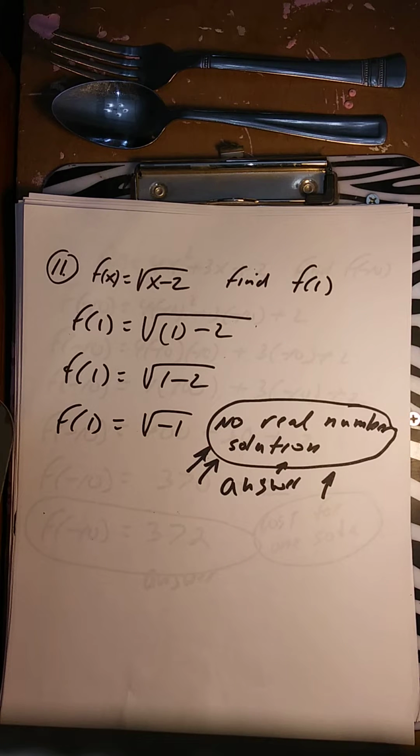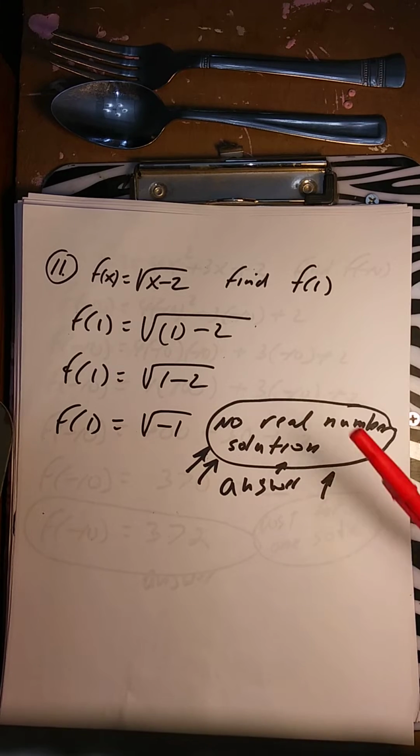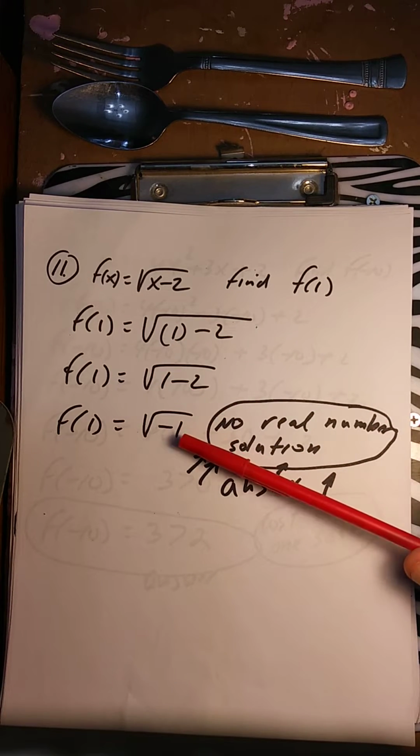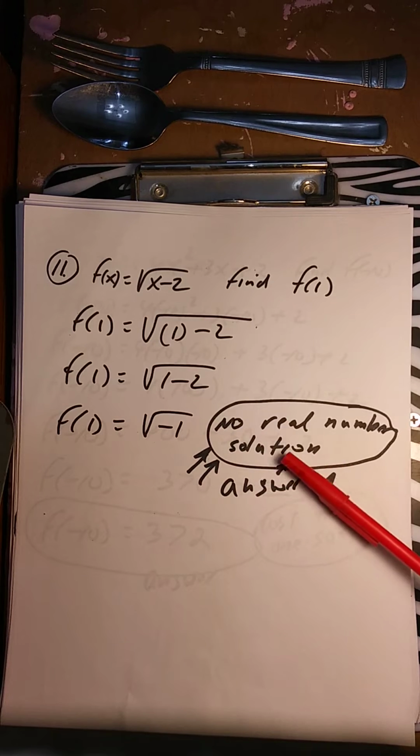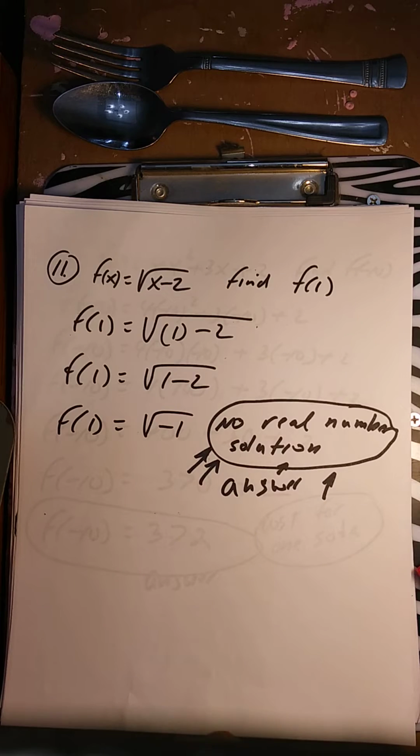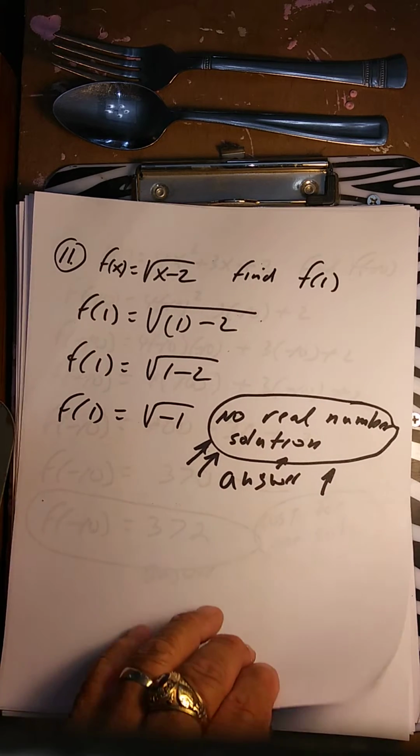This one. Put a 1 in there. So you have 1 minus 2. 1 minus 2 is a negative 1. The square root of negative 1 is no real number solution for this, because you have the square root of a negative number. It could be 0 or more, but not negatives.